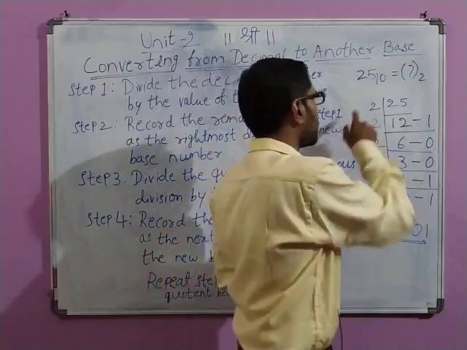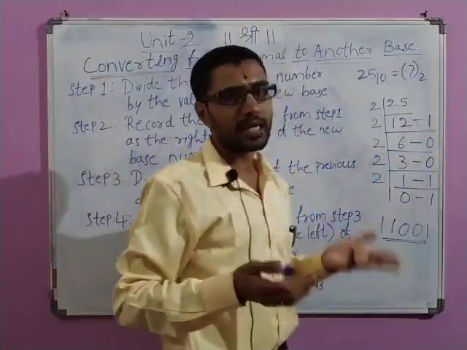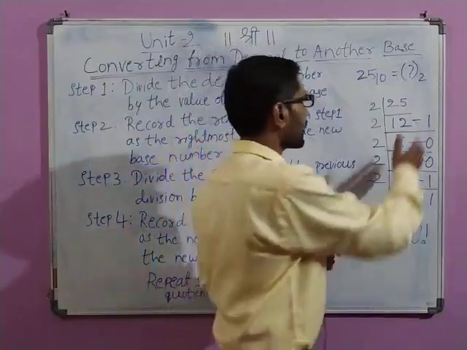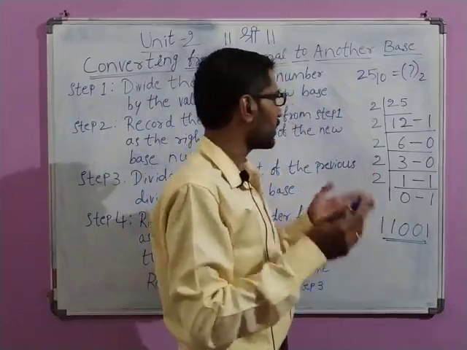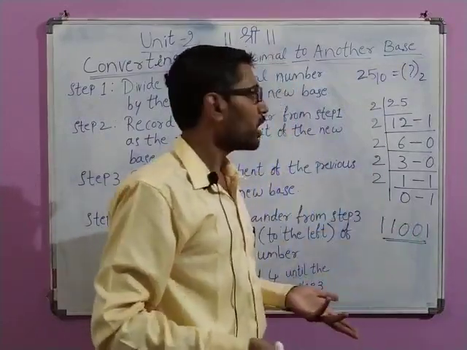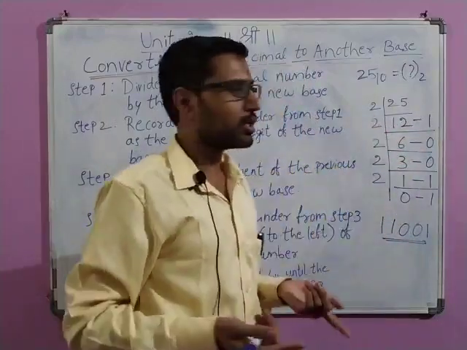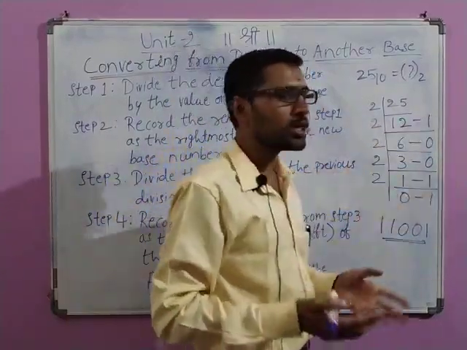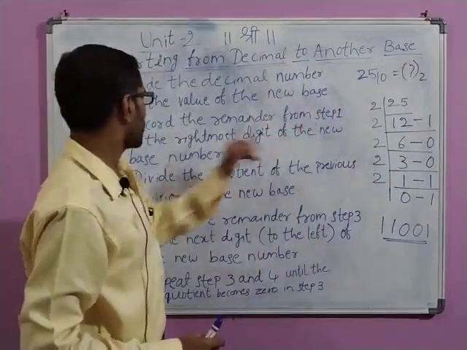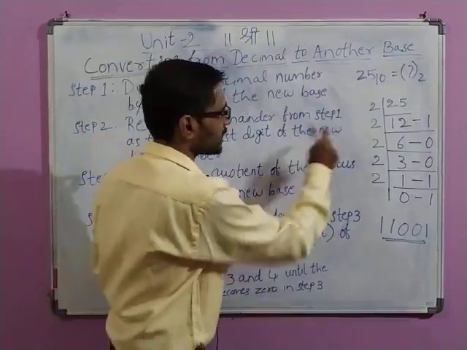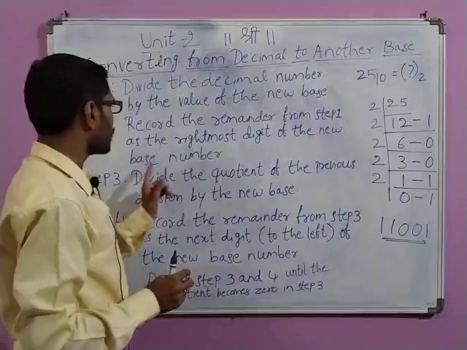Usually when we divide any number by 2, either we will get the remainder as 1 or as 0. Obviously we can understand this: any even number divided by 2 gives remainder 0, and if the number is odd, dividing by 2 gives remainder 1. So the remainder can be 0 or 1, and you go on recording it. This is step 2: record the remainder from step 1 as the rightmost digit of the new base number.